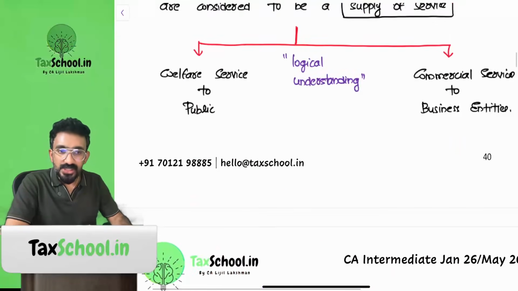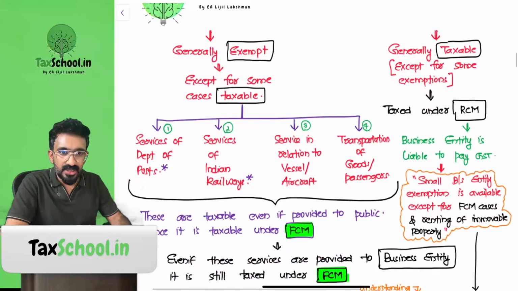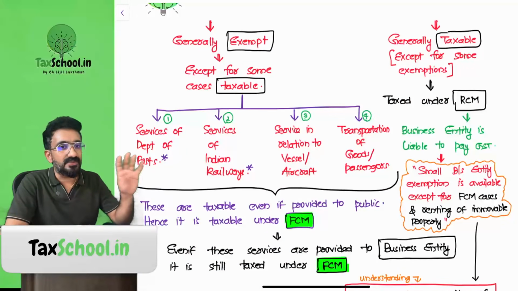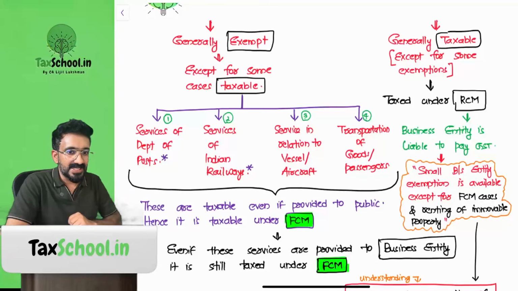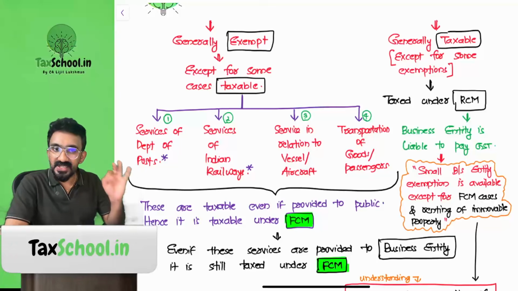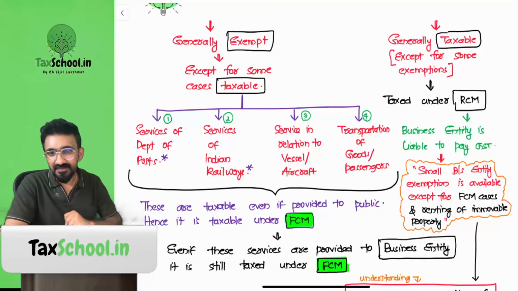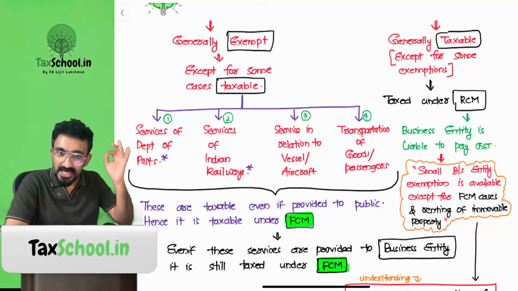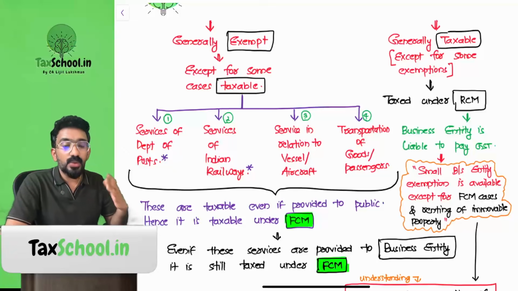I know that commercial services to business entities are generally taxable under RCM, but except for these four services. You guys understanding? These four services to business entities are also taxable under what charge? FCM. So if any question comes on these four, you should understand the first point: it's only under FCM that it will be taxable. Now let's look at Indian Railway as an example. Indian Railway services are taxable under FCM.